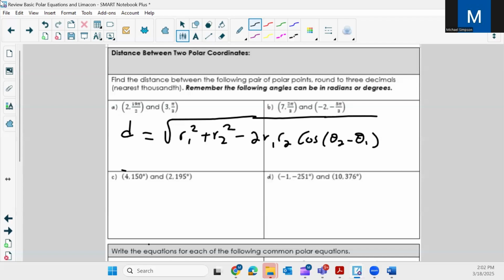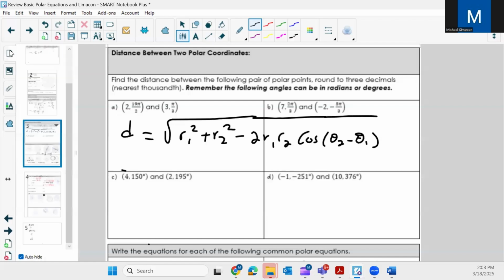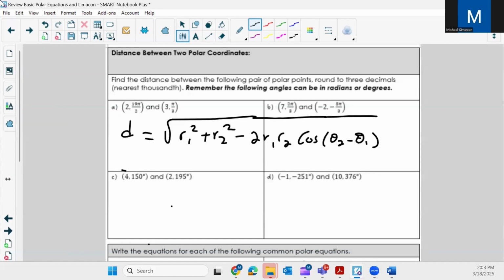Okay, one thing you must be aware of though: if you're using radians, you must be in radians, not degrees. Okay, are we good? All right. Can I move on from here? Okay. All right. This is the fun part now.